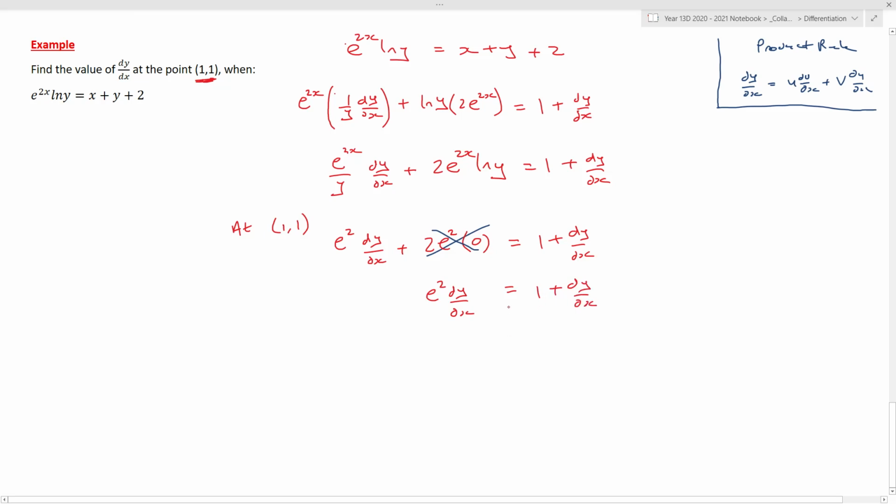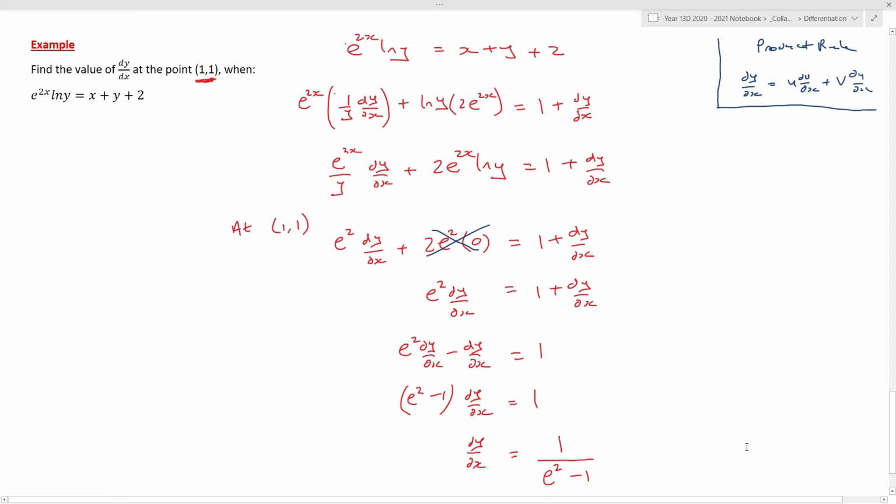Collect the dy by dx's on the left hand side. So e to the power of 2 dy by dx minus dy by dx is equal to 1. Factorizing, e to the power of 2 minus 1, dy by dx, is equal to 1. So dy by dx, to conclude, is equal to 1 over e squared minus 1.